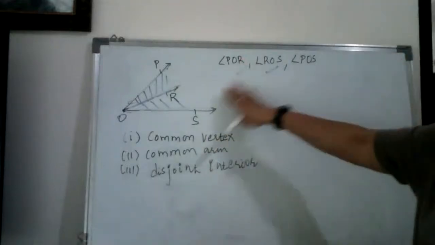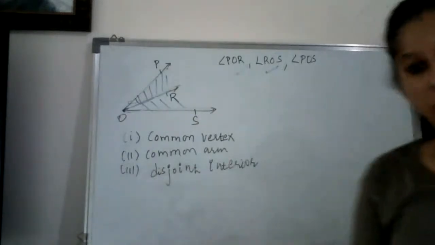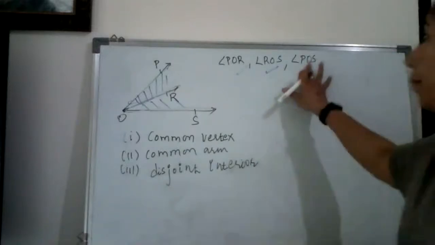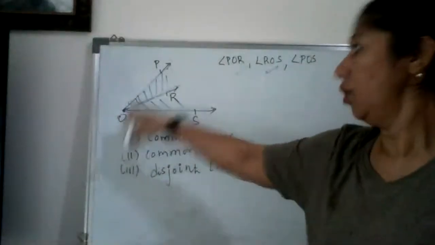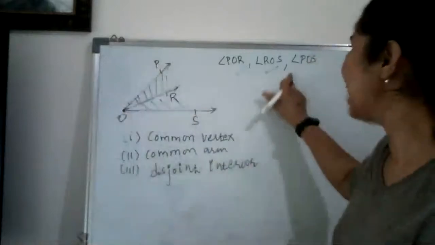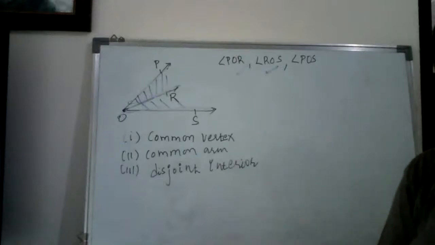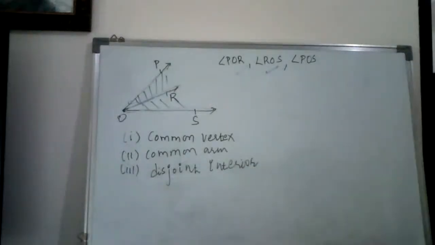Now, when we talk about these angles, we have questions based on it to find the measure of the remaining angle. Take the bigger one, POS. You can see that it has a common vertex, a common arm OP, and a common arm OS. Still, we can't call them adjacent angles here because they don't have separate interiors. The interiors are common here. So be very careful about these types, so there is no confusion.